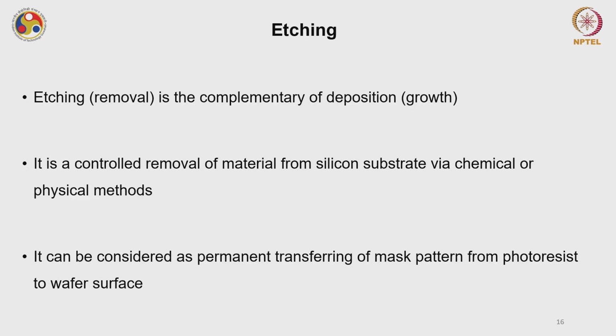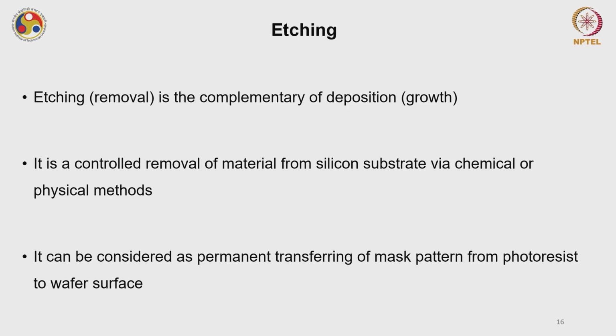Then complementary to the deposition, we have a process which is known as etching. Etching is basically a removal process, and as I have told, it is just complementary to the deposition process. It is a controlled removal of material from a substrate via chemical or physical method. It can be considered as a permanent transferring of the mask pattern from photoresist to the wafer surface.